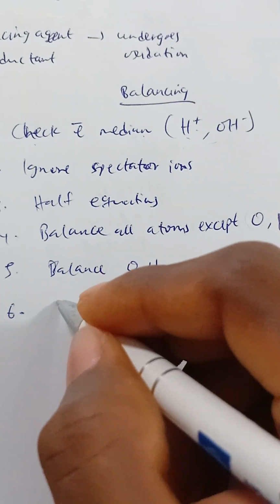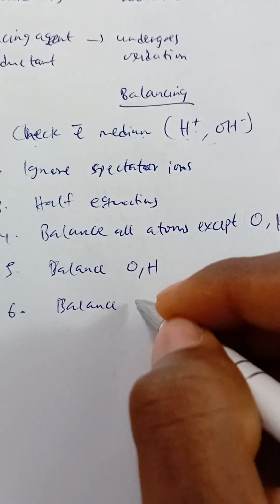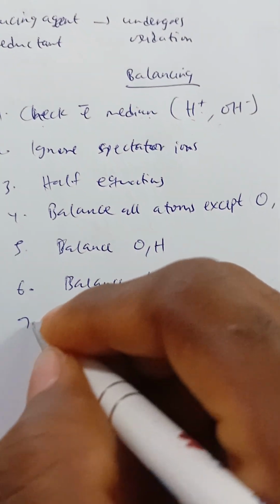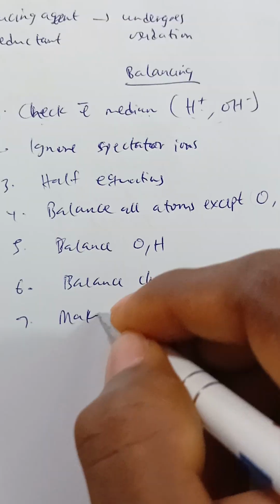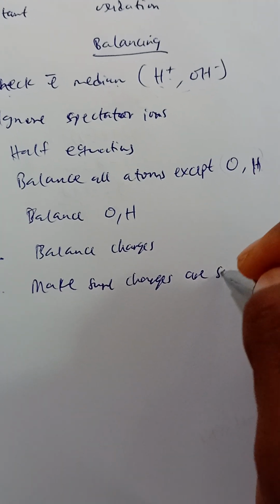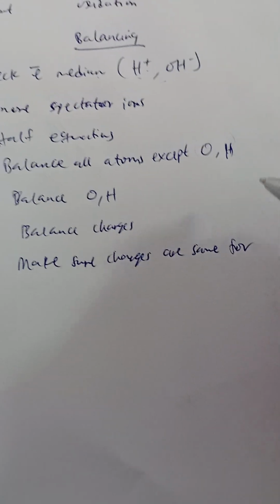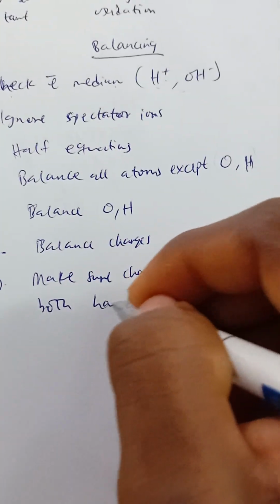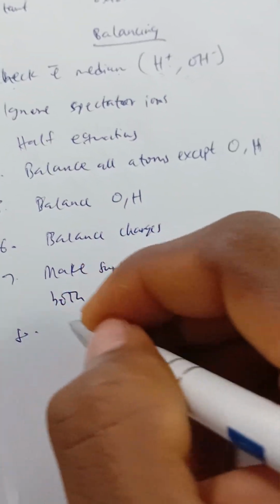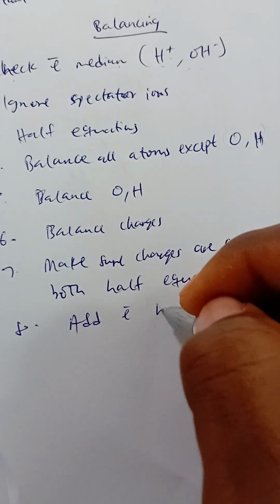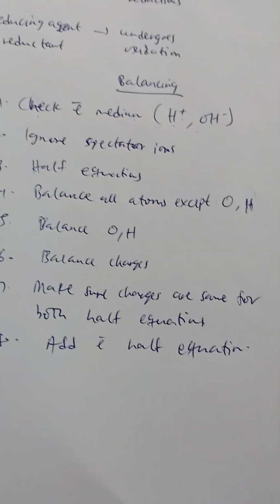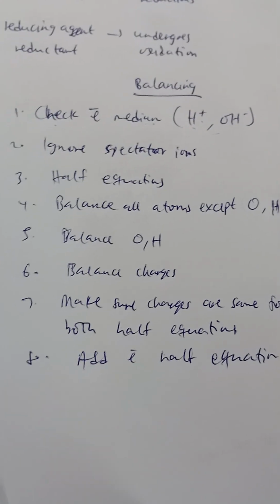Then finally, you balance the charges. After balancing the charges, you make sure that charges are the same for both half equations. Then you can add the half equations. These are the rules. So simple. So now let's proceed and balance.